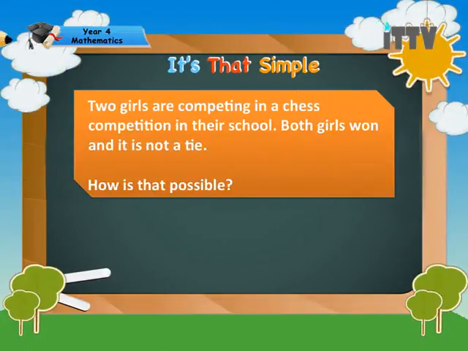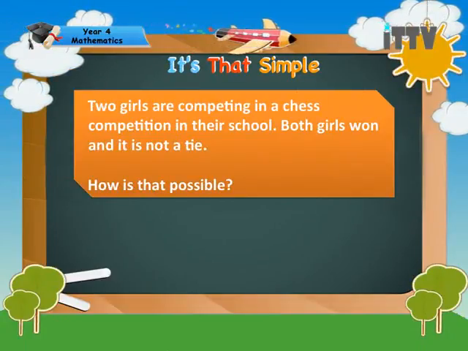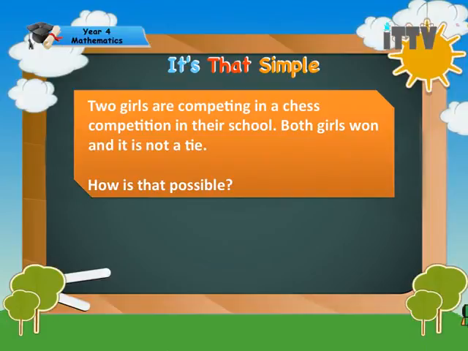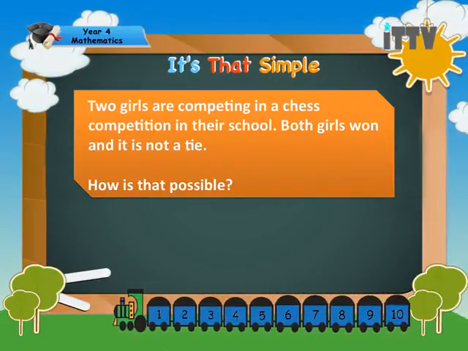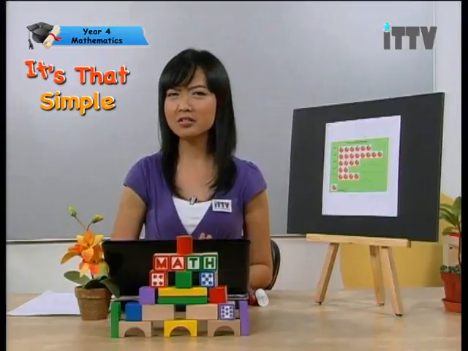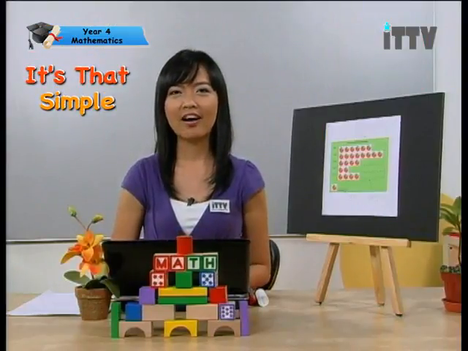Two girls are competing in a chess competition in their school. Both girls won and it is not a tie. How is that possible? Okay, boys and girls, do you have the answer? Have you encountered such a situation before?